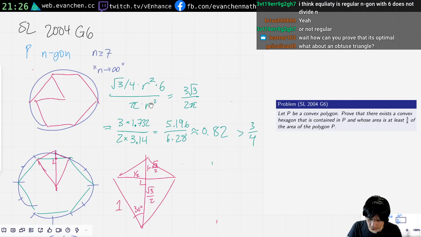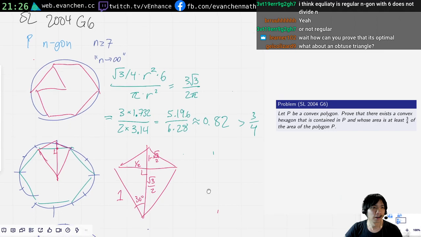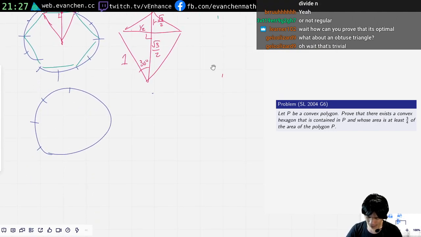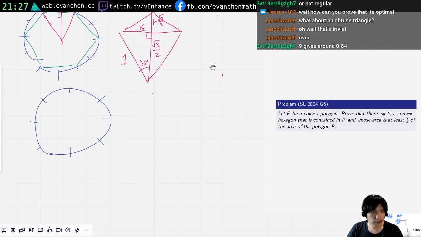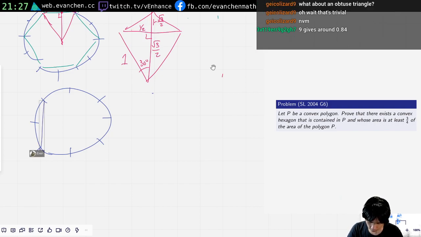Let me see. I'm gonna try 8-gon and see. Do you guys want to do 8 or 9 or 7 first? I don't know which one I want to try first. Nine gives around 0.84. Okay, thanks for the tip. What does 8 do? I'm gonna do 8 then, because someone did 9 for me.